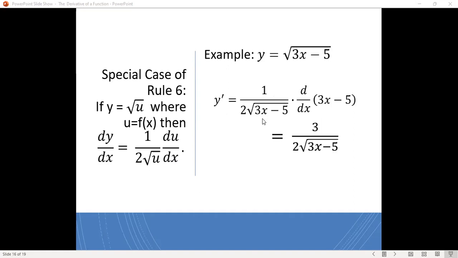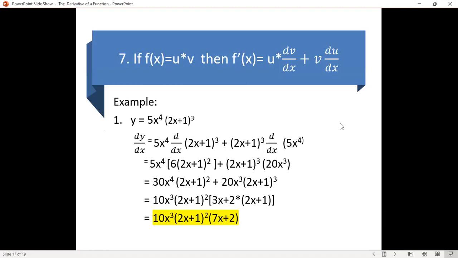What you will take the derivative of is just that of the radicand. The derivative of 3x minus 5 is actually 3. So the final answer is 3 over 2 square root of 3x minus 5. So automatic yung 1 over 2 square root of u, guys. Okay?